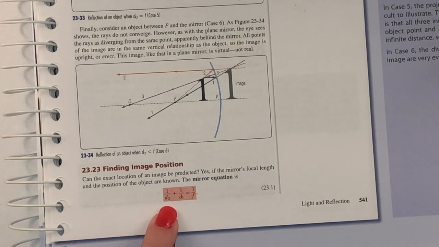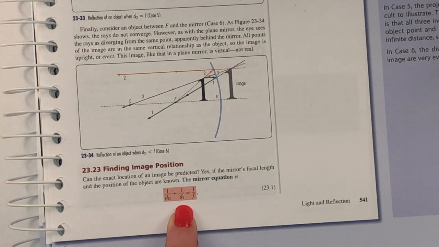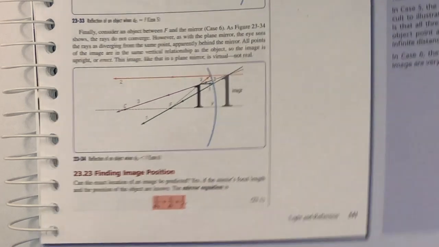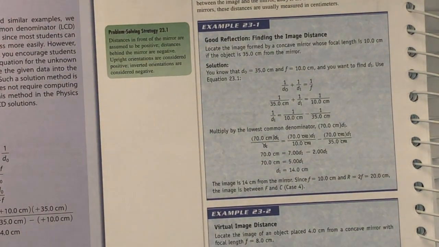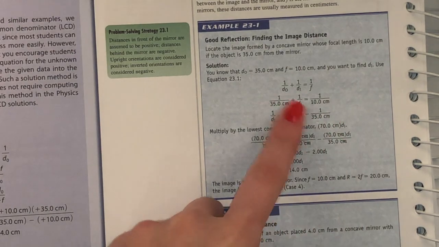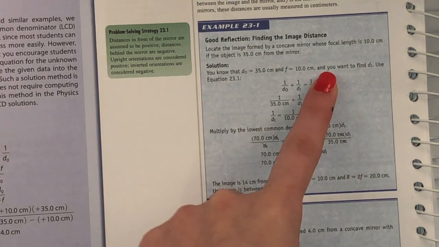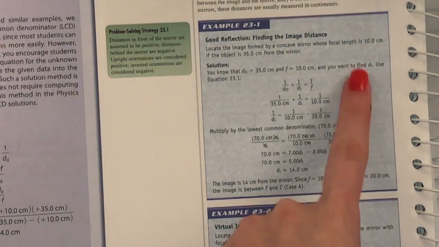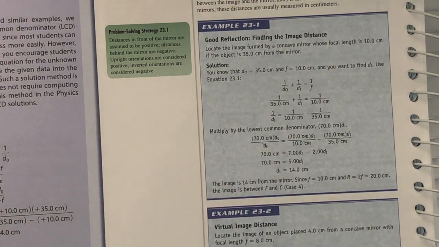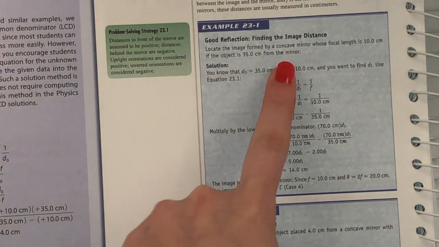Now, this dO stands for the distance of the object, this dI stands for the distance of the image, and the F is referring to the focal length. So I'm just going to run through this problem so you know what to put in for each of the variables. So it asks us to locate the image formed by a concave mirror whose focal length is 10 centimeters if the object is 35 centimeters from the mirror.